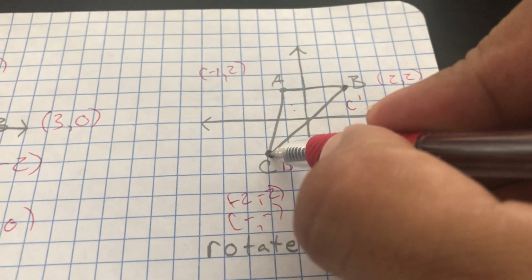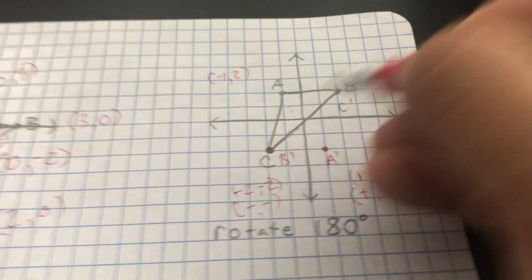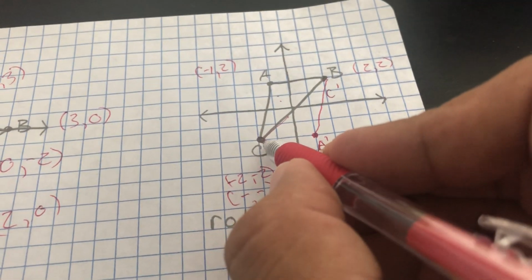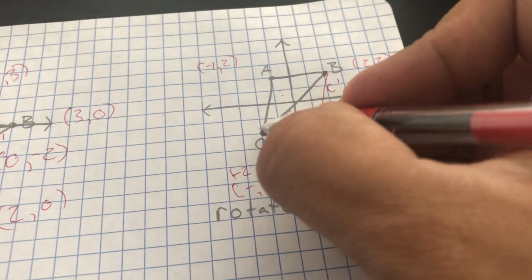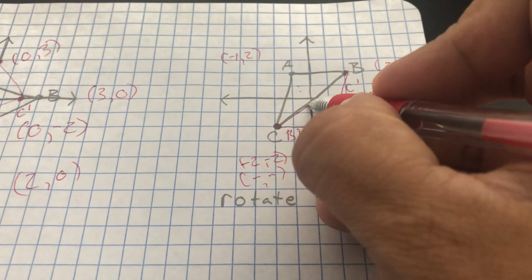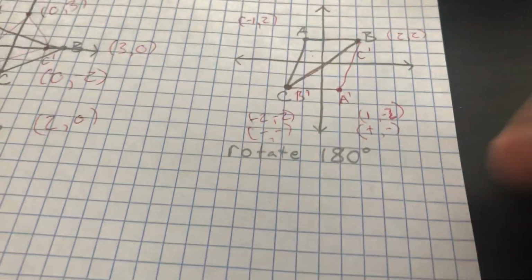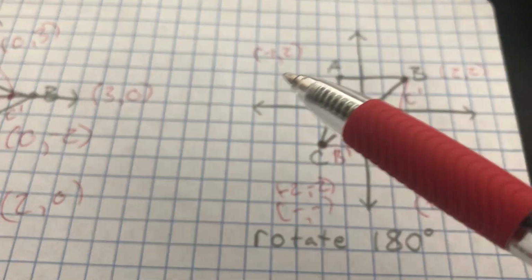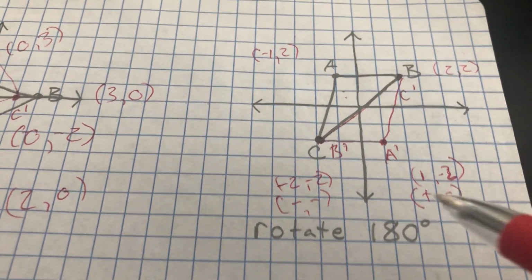So this shape is now... I don't think I can do it without grabbing the actual paper here. Wow, okay. That's the best I can do. So that's a rotation of 180 degrees. The numbers just end up on the opposite side with opposite signs.